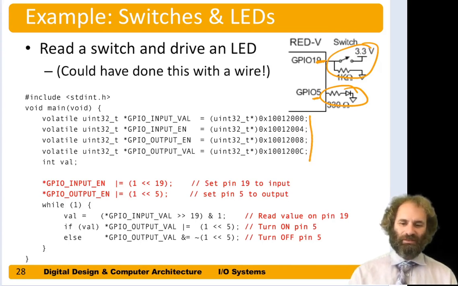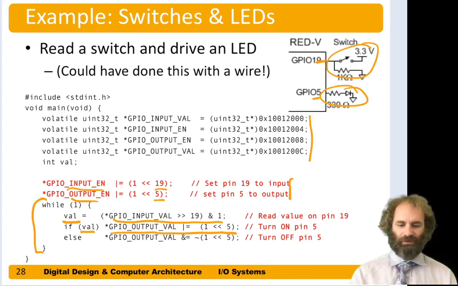So we again declare our pointers to the 4 registers. We need to enable the registers, so we make pin 19 an input, pin 5 an output, and then we can have a loop where we read the value on pin 19 using our idiom to read a pin value, and if that value is true, then we turn on pin 5, otherwise we turn off pin 5, and we repeat indefinitely.